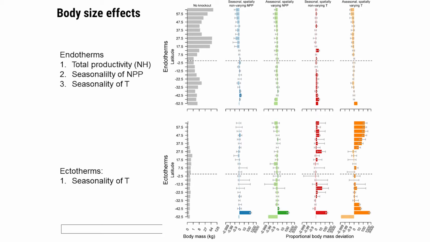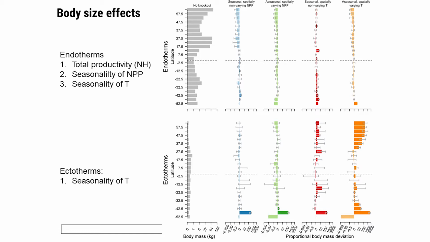If we look at the ectotherms, then we see equivocal evidence of the effects of these three knockouts, so the effect of taking out total productivity, seasonality of productivity, or the annual mean temperature. But we see a very strong effect of removing the seasonality of temperature. So that leads to a big increase in the size of ectotherms, particularly in the high latitudes.